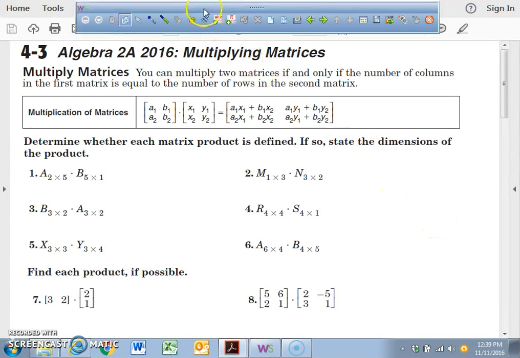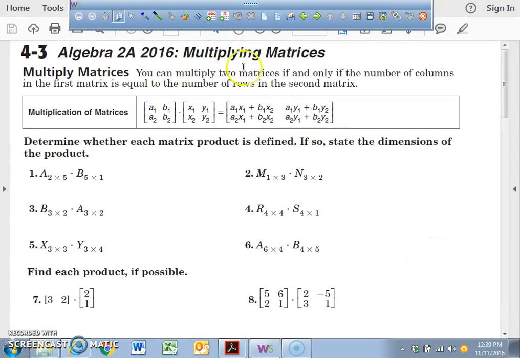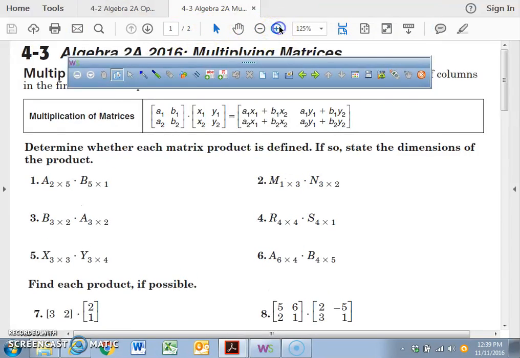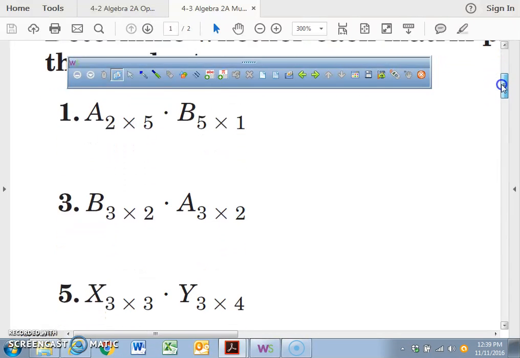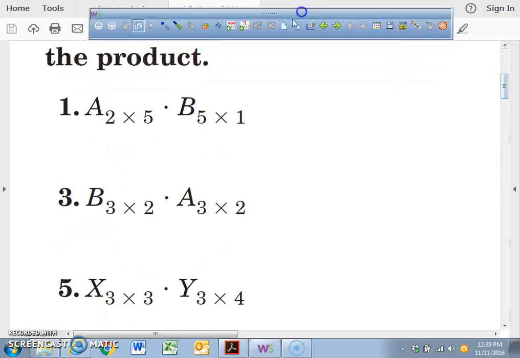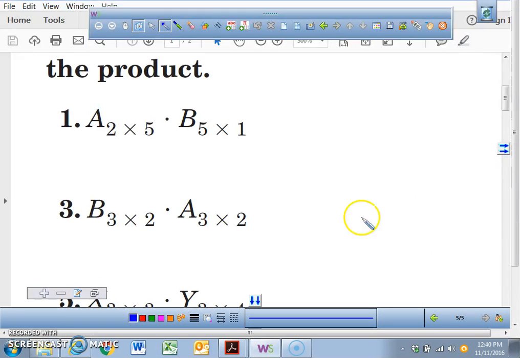We're starting our section on learning how to multiply matrices together. What I'm going to do is zoom in real quick on problems 1, 3, and 5. Now, what do you think 2 by 5 represents? What is that? What do you think it's talking about?